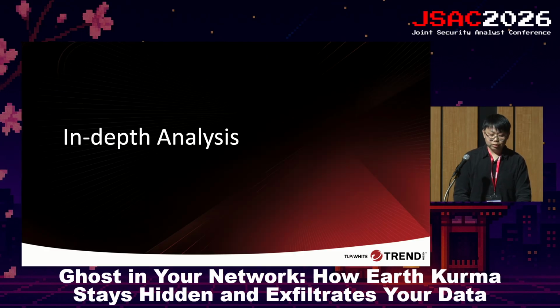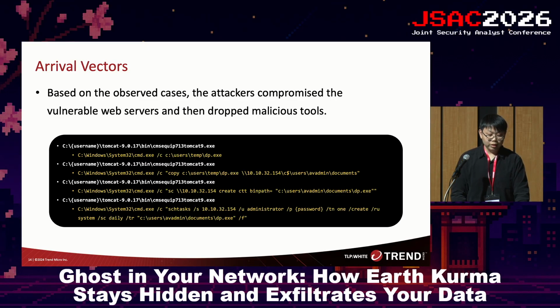So let's continue to the in-depth analysis. For the initial access vector, based on the observed cases, the attackers compromise the vulnerable web servers and then drop malicious tools. As you can see, a malicious file, dp.exe, was deployed through the Tomcat web server. Then a malicious service called CTT was created, and another scheduled task was also created to execute dp.exe.